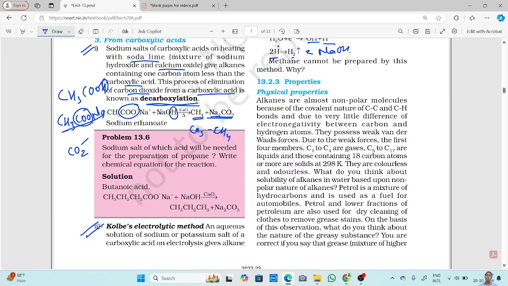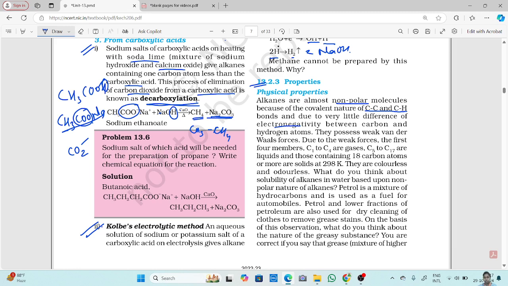Now next is the properties. Okay, now physical properties. Alkanes are almost non-polar molecules because of the covalent nature of carbon-carbon and carbon-hydrogen bonds, and due to very little difference of electronegativity between carbon and hydrogen atoms. So alkanes are non-polar because they have very stable covalent bonds between carbon-carbon and carbon-hydrogen, due to the very little difference of electronegativity between carbon and hydrogen.